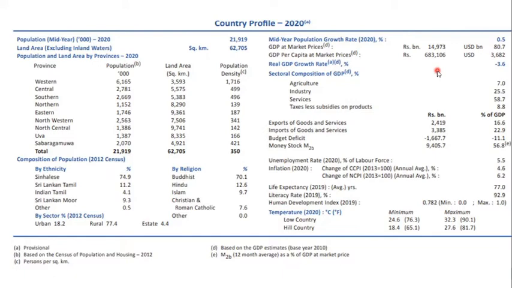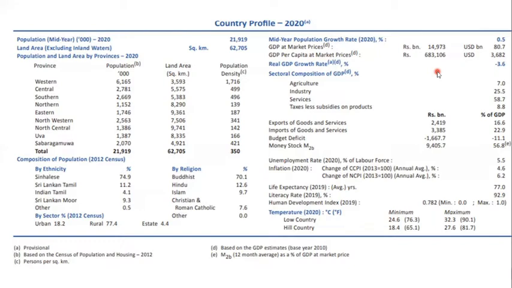When we consider population, it's the highest in Western province, and land area is highest when we consider Eastern and North Central provinces. Highest population density has been recorded from Western province.